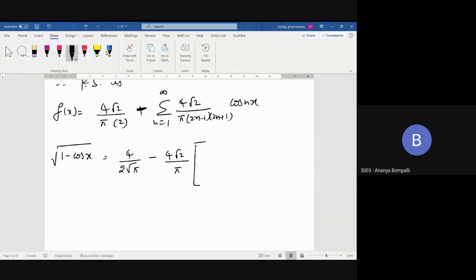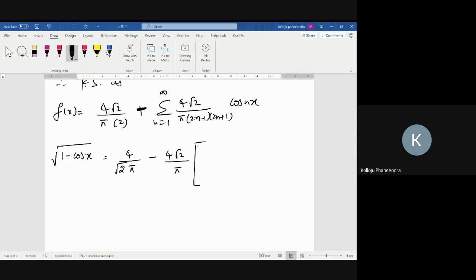Sir, it's root 2 pi, sir, not 2 root pi. Yes, sir. Where? Which one? The first term, sir. First term on the RHS, root 2 pi. Okay, this is 4 by root 2 pi.